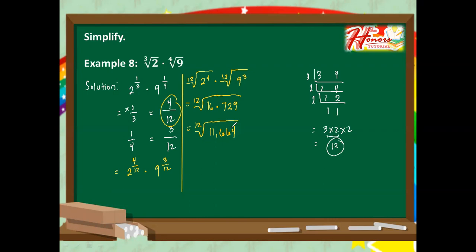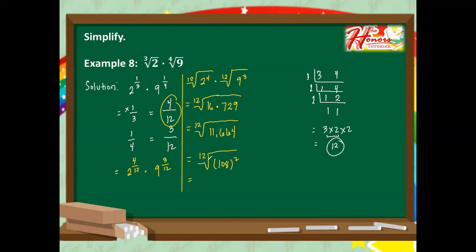And then let's get the square root of 11,664 just to simplify it. And that is 108. So we have here the 12th root of 108 raised to 2. Because 108 raised to 2 is 11,664.